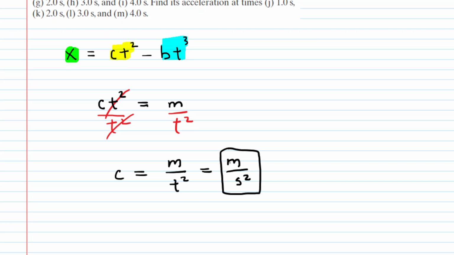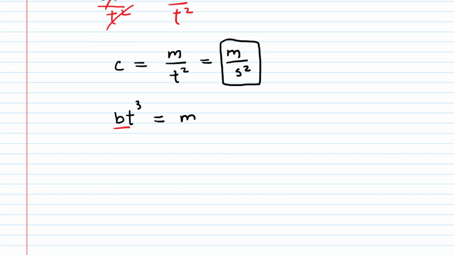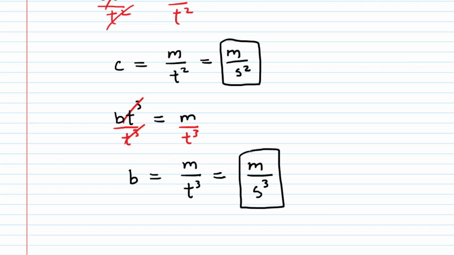We're going to do a similar exercise for the other term, bt cubed. So once again, we have set that term equal to meters. We're going to solve this for b by dividing both sides by t cubed. And we learn that b is equivalent to meters divided by time cubed. We'll substitute seconds in for time again, and we can see that b would have the dimension of meters per second cubed. So this would be the correct answer for part B of this question.